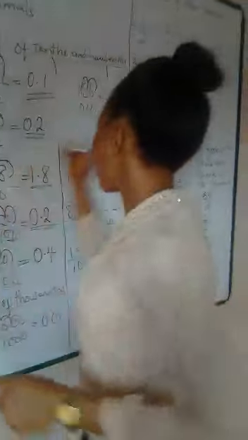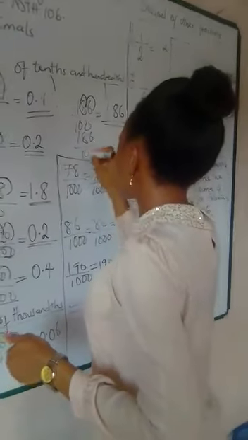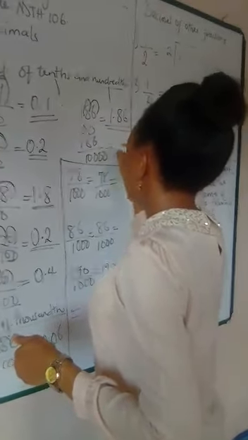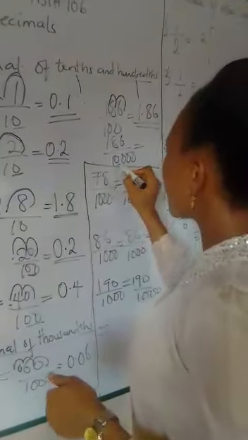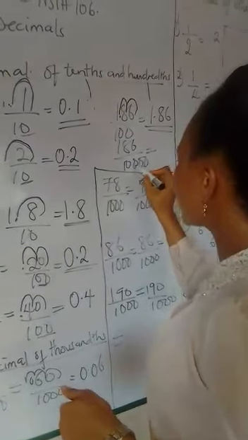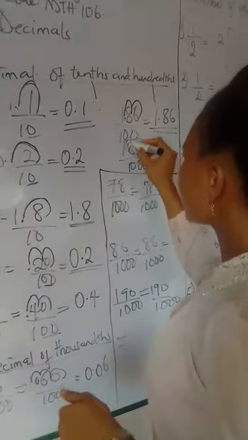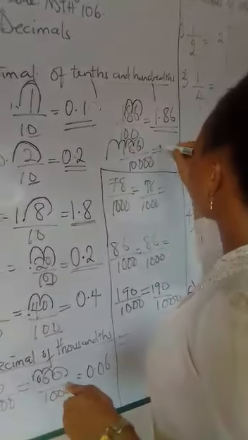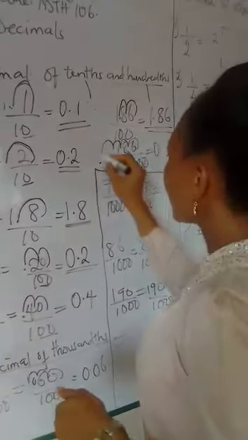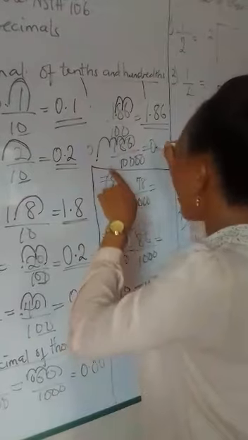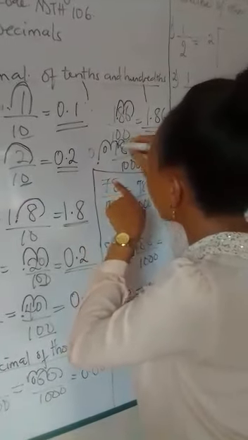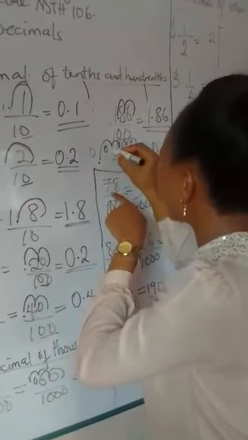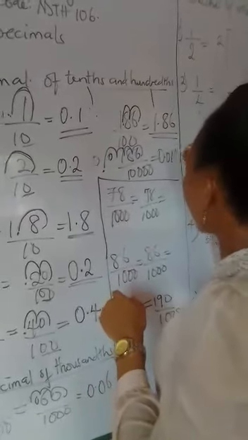Okay? You can even have a fraction like 186 over 10,000. This simply means that you move your decimal point 4 times: 1, 2, 3, 4. These empty places will be what? 0. So it becomes 0.0186.